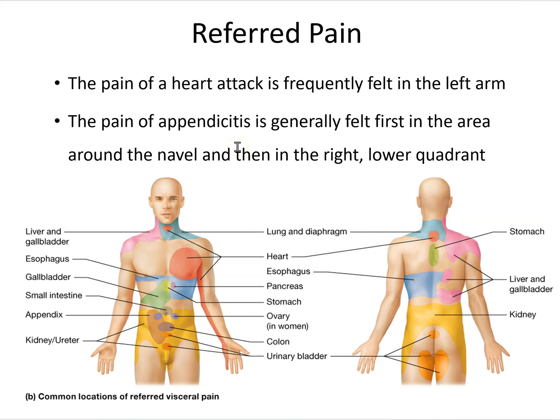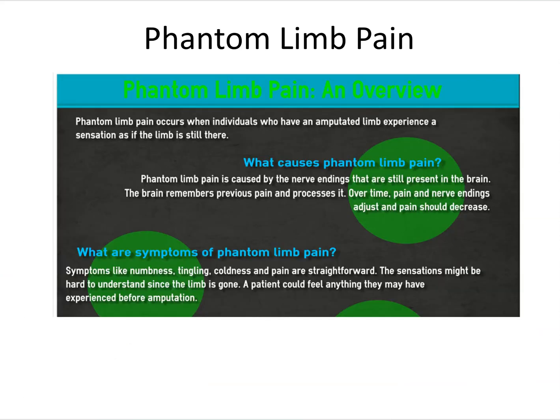We know that appendicitis pain usually starts right around the belly button, right around the navel first. Then it goes down towards the appendix in the lower quadrant. And you can just see some of the main organs and where the pain radiates or where the pain might be referred to. The other thing is called phantom limb pain.